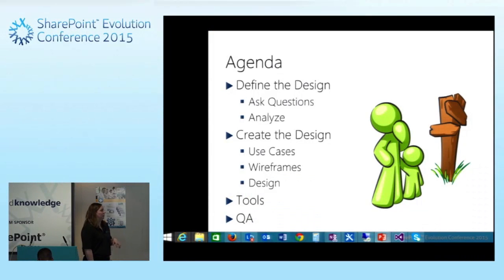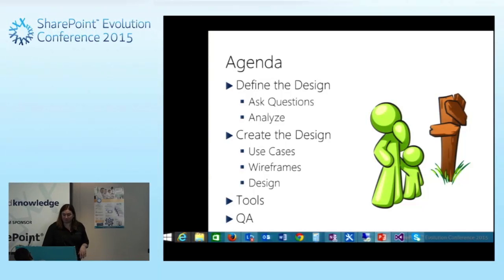In this session, we're going to go through all the different tools and processes. This is what I found over the last 8+ years that I've been doing design for SharePoint is kind of the best way that I think to do it. Now, there's always lots of other ways, but this is kind of my method. And so I'm going to go through that. We're going to talk about how we define the design, how we create the design, what tools we have, and then try to leave a little bit of time for some QA there at the end.